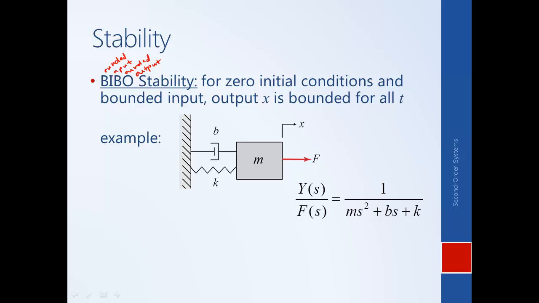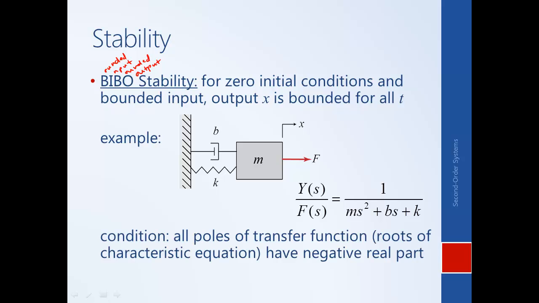So let's look at, again, a mass spring damper system, except in this case, the system is actually forced by an input f, or a forcing function f. The conditions for BIBO stability are very similar to those for asymptotic stability in that all poles of the transfer function, or roots of the characteristic equation, must have negative real part. So let's try and think about this case again where b is equal to 0. If we had no damper, can you think of a forcing input that's bounded that will cause the output to be unbounded?